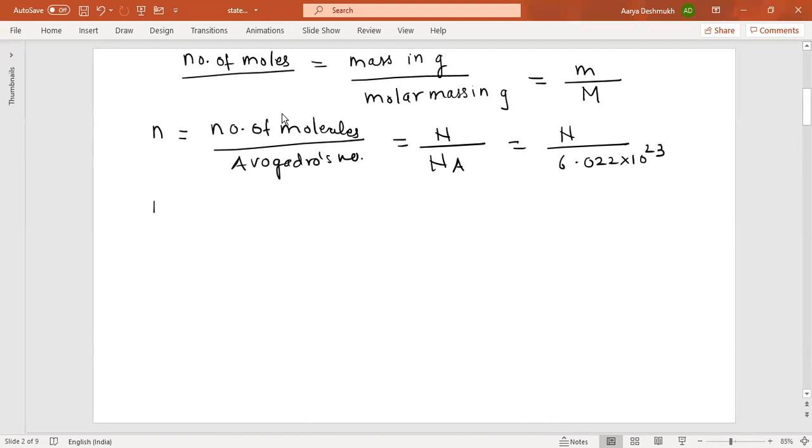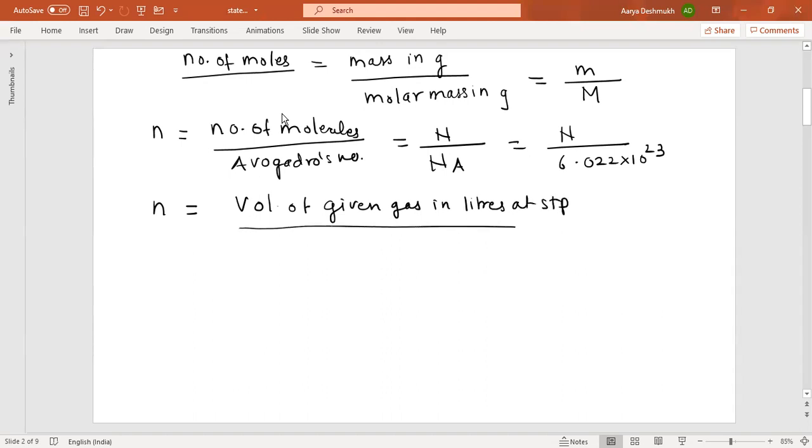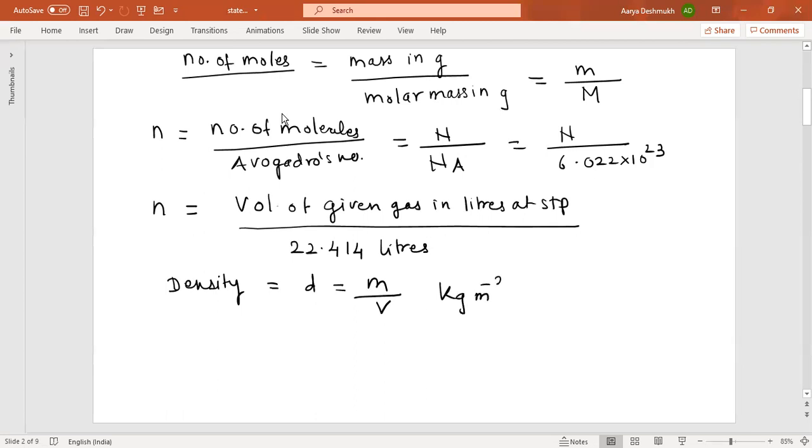Isn't it? Now the number of moles can be again obtained if the volume is given in liters. So volume of given gas in liters at STP divided by 22.414 liters at STP, that is the molar volume. And one more thing you will need, that is density, denoted by d, equals mass upon volume, and the SI unit for density is kg per meter cube.